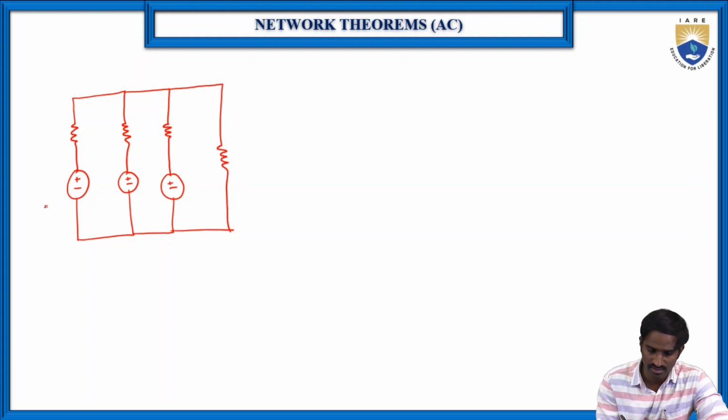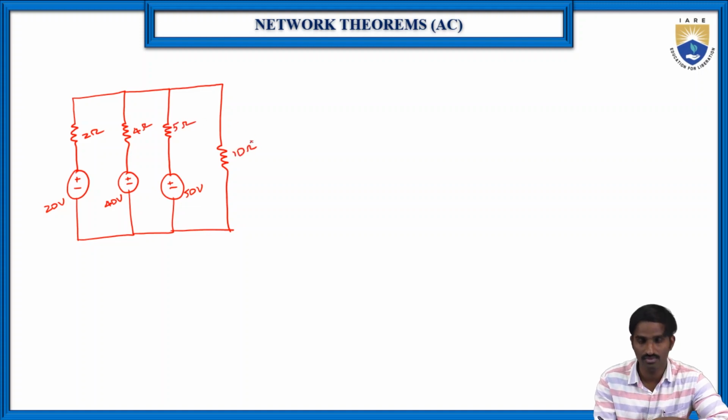Let us consider here it is 20 volts, here 40 volts and here 50 volts. The values of the resistors are 2 ohms, 4 ohms, 5 ohms, and here it is 10 ohms, right? Now by using Millman's theorem, we are going to find the current flowing through this 10 ohms resistor, I. So first, what do we have to do? We have to replace this circuit with the equivalent circuit.